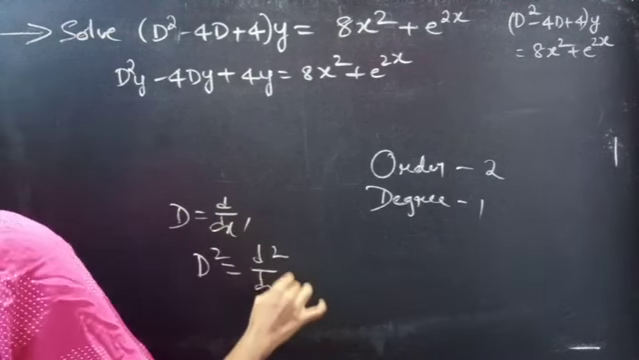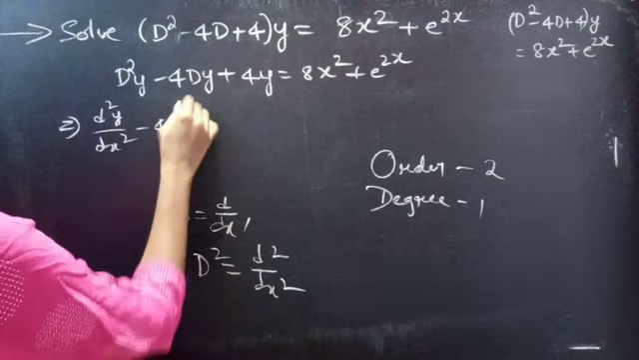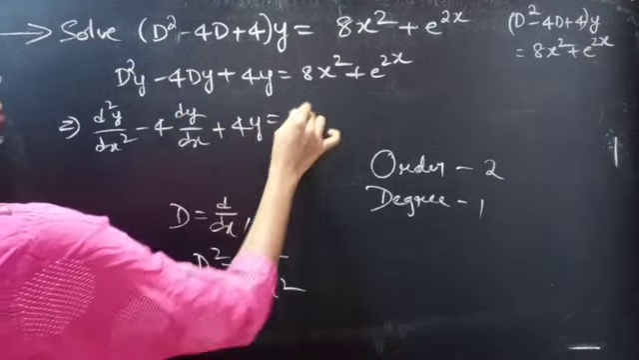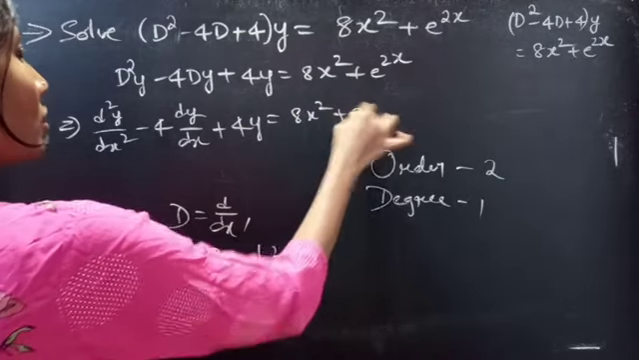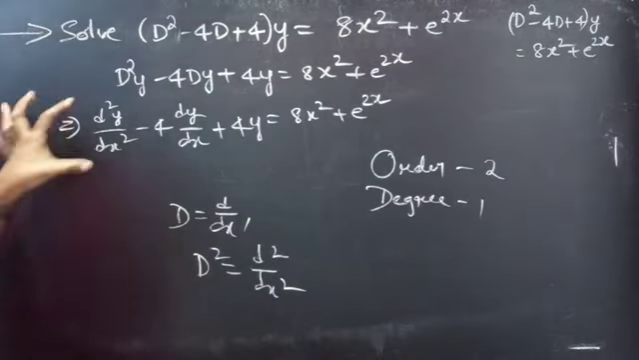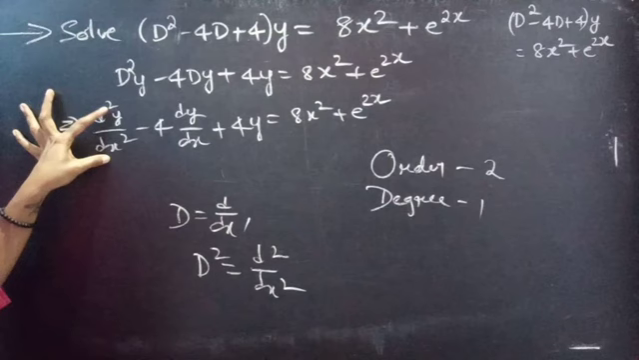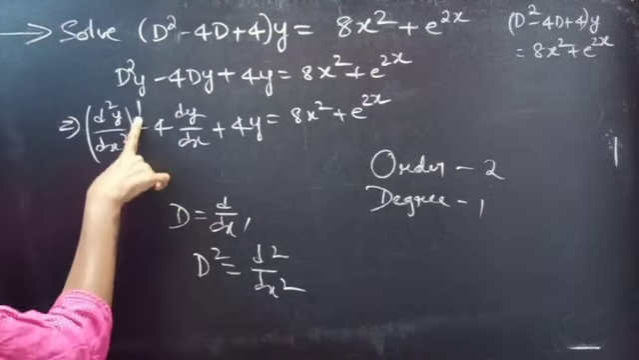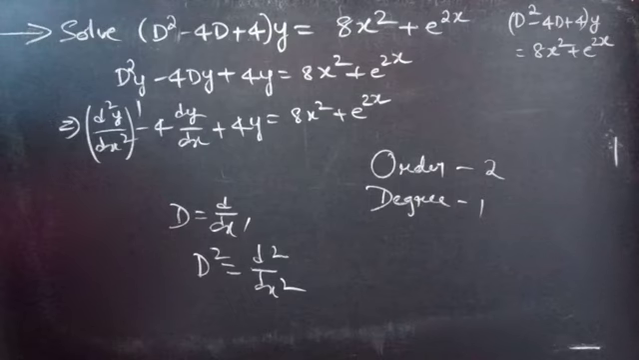Now we can write the given differential equation as d square y by dx square minus 4 into dy by dx plus 4y equals 8x square plus e power 2x. Here d square y by dx square is the highest derivative, so our order will be 2, and the highest power of the highest derivative, the degree, is 1. Now coming to the problem.